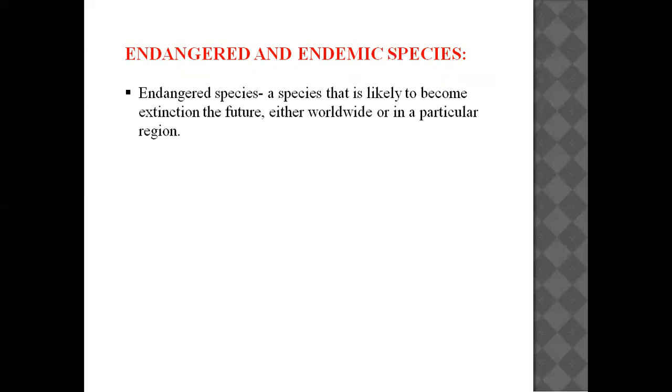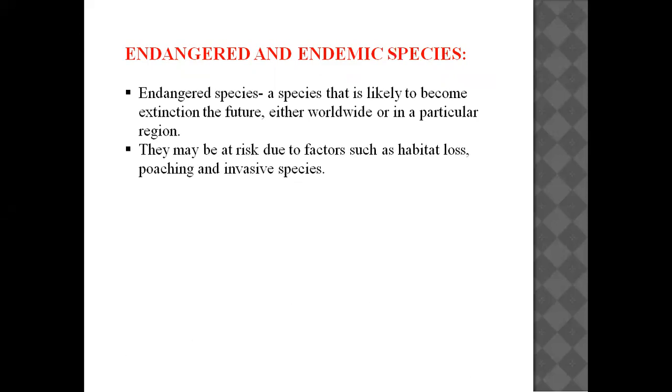They are very low in number because of habitat destruction by deforestation, poaching and hunting, and invasive species. Because of all the human activities, their numbers have become very low. Examples are the Siberian crane and the Great Indian bustard. These are species at the verge of extinction. They may become extinct if we do not take steps for their conservation.